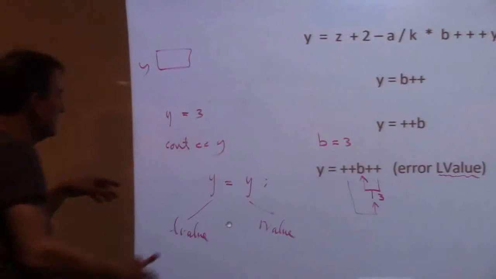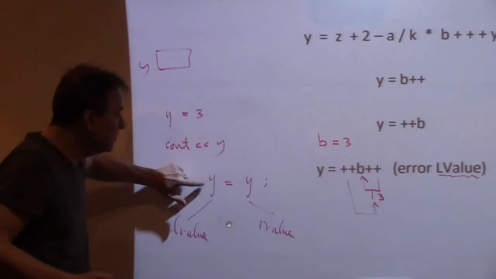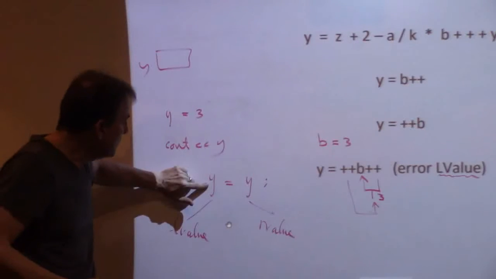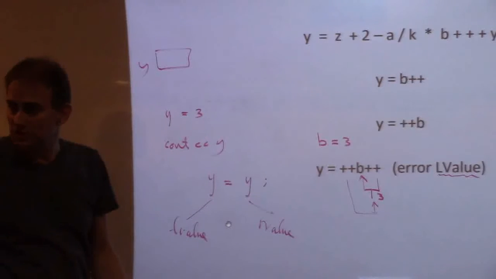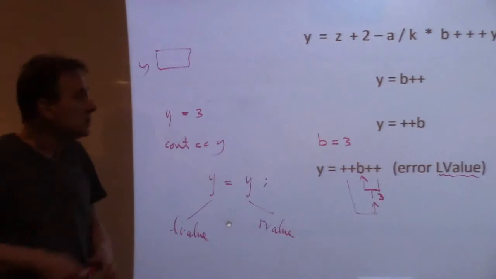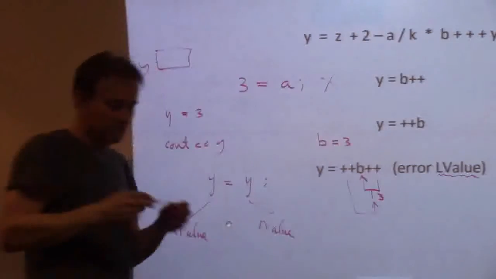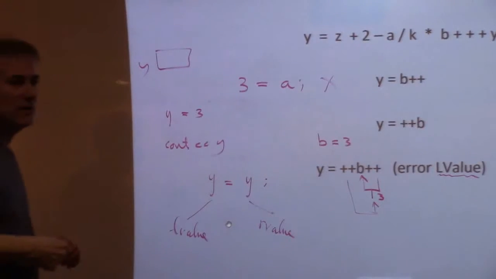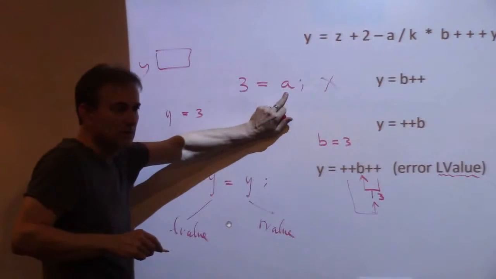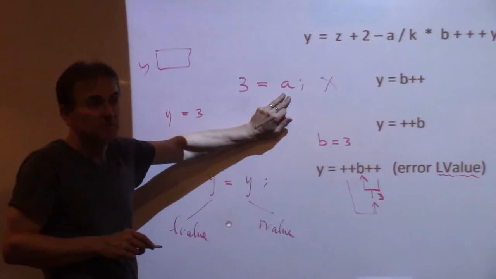And guess what? The L and the R have to do with the side of the assignment. So if you have an L value, you have an address where stuff can be stored. If you have an R value, you have a value that can be evaluated. So that's why 3 is equal to A is illegal. Why? Because 3 has no L value, which is address. So 3 has no L value. Does A have an R value? Pretty much everything is an R value.